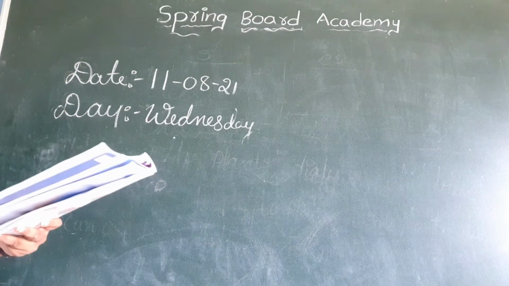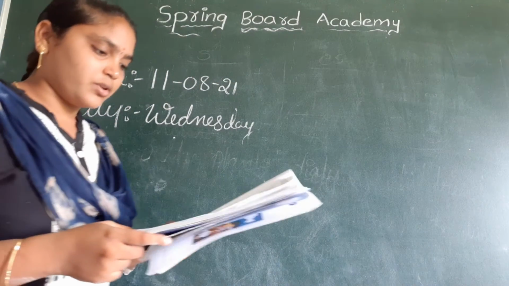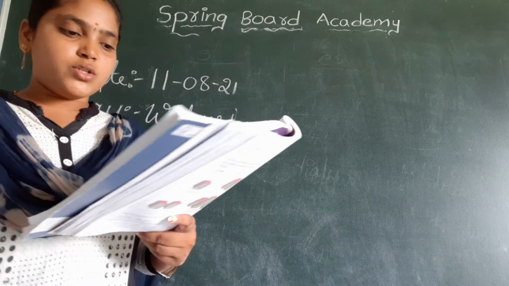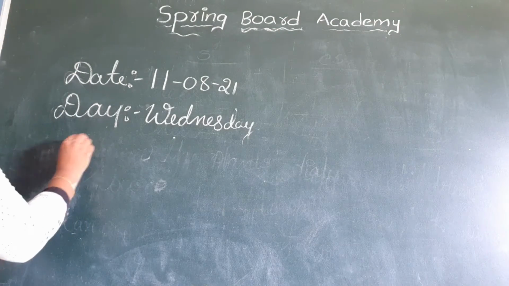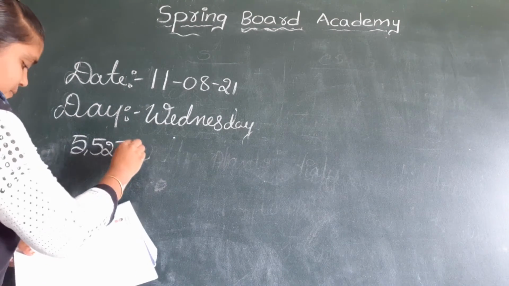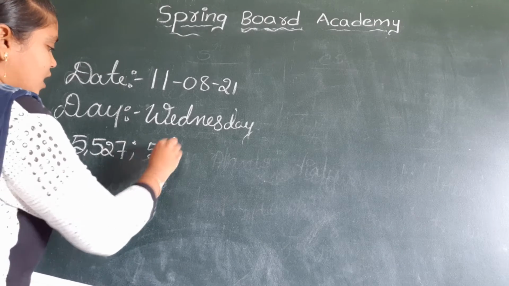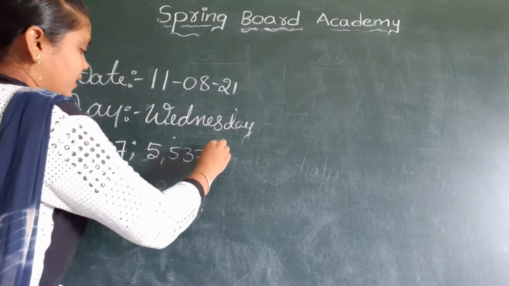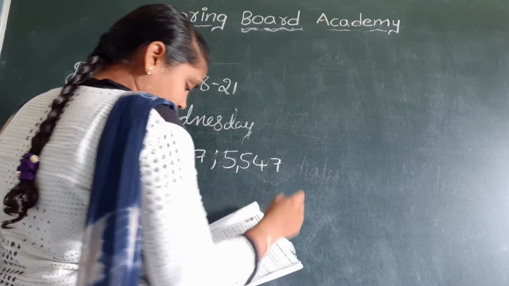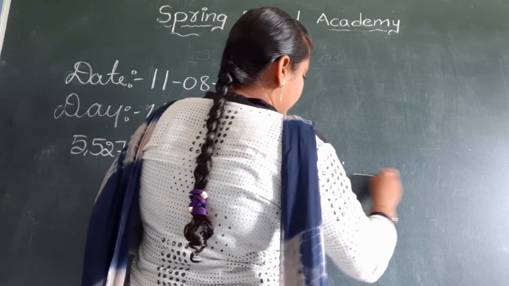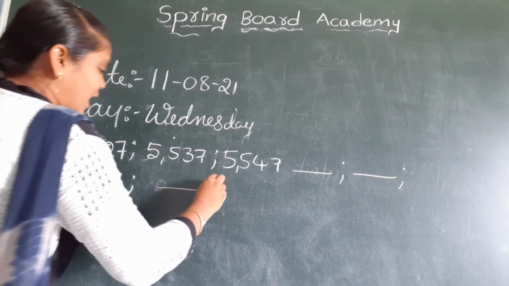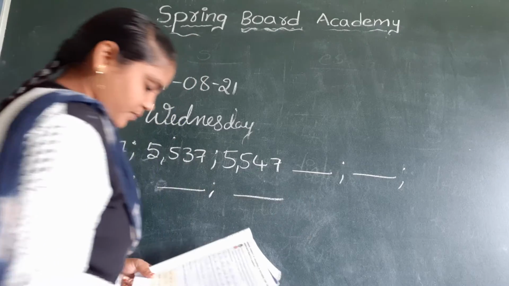So study the number patterns and fill in the blanks. Here are the given number patterns. Check it, children. The first numbers are 5527, 5537, 5547, and the remaining are blanks. Yes, the blanks are given like this. So you have to check it, children.